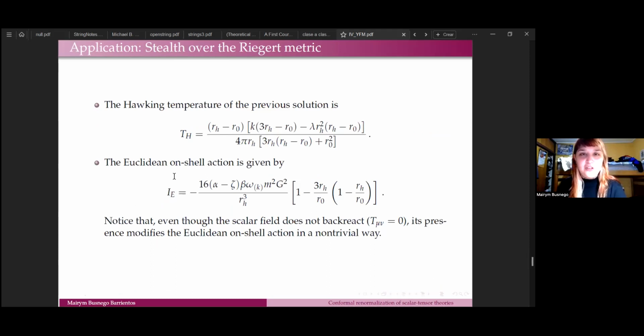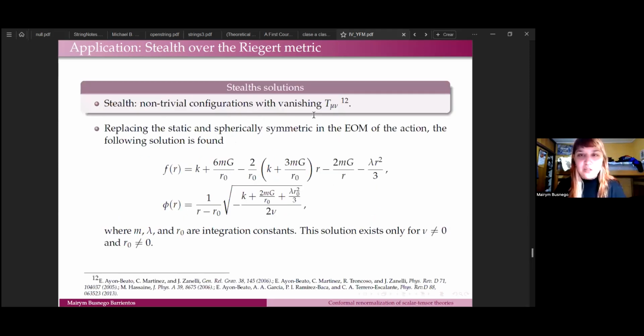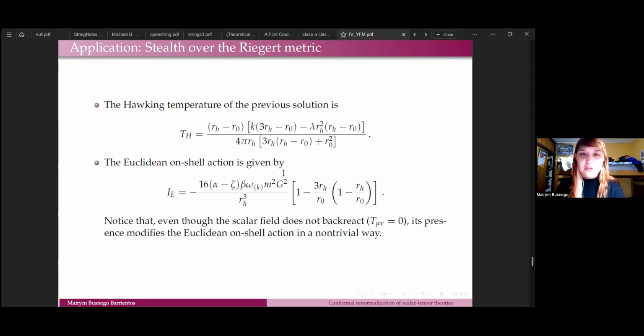Here, again, we can find the Hawking temperature of the previous solution, using that the Hawking temperature is the inverse of the period of the Euclidean time. And the Euclidean on-shell action we can find, again, given by this expression. And we can notice some important things right here: even though the scalar field does not backreact, that means that its T mu nu is equal to 0, because that's the definition of a stealth solution, its presence modifies the Euclidean on-shell action in a nontrivial way, because their integration constants are present in the Euclidean on-shell action.